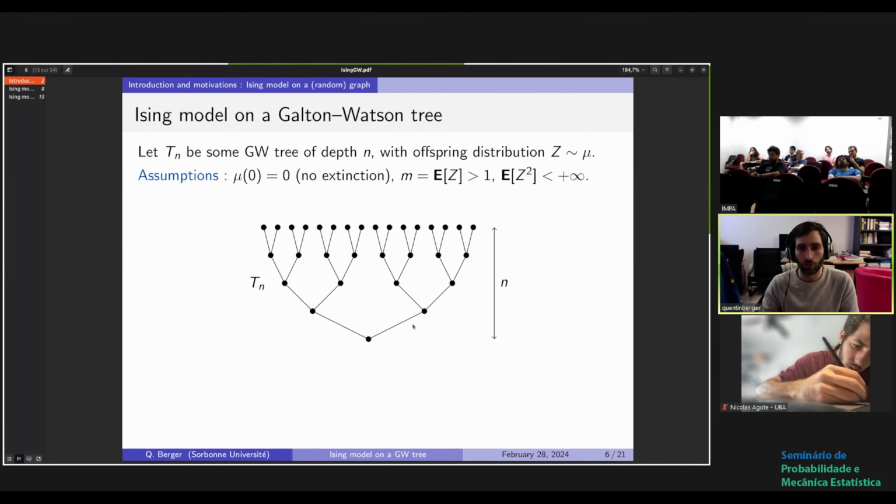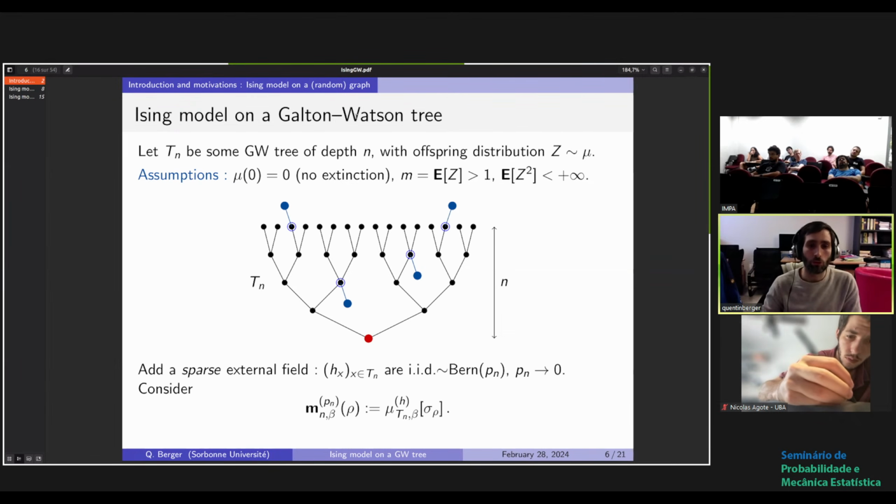Here I draw a perfectly good Galton-Watson tree, which has distribution concentrated on 2, so a Dirac mass at 2. That's our tree, and it was easier for me to draw that tree. And so what you want to do is add some external field at random. So you put your external agents on that tree.